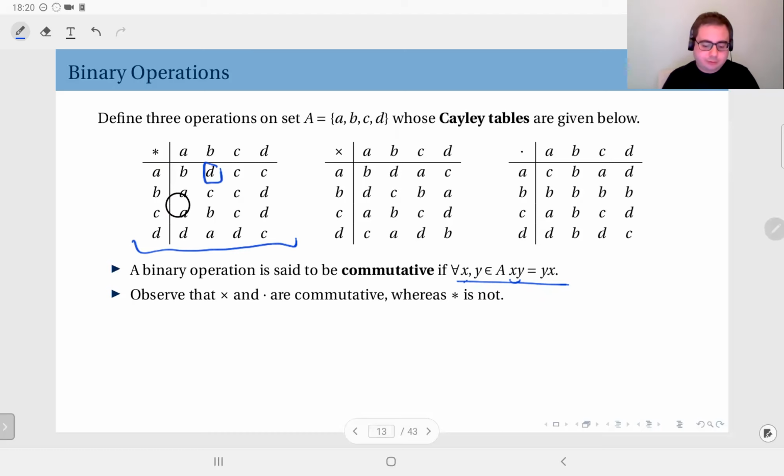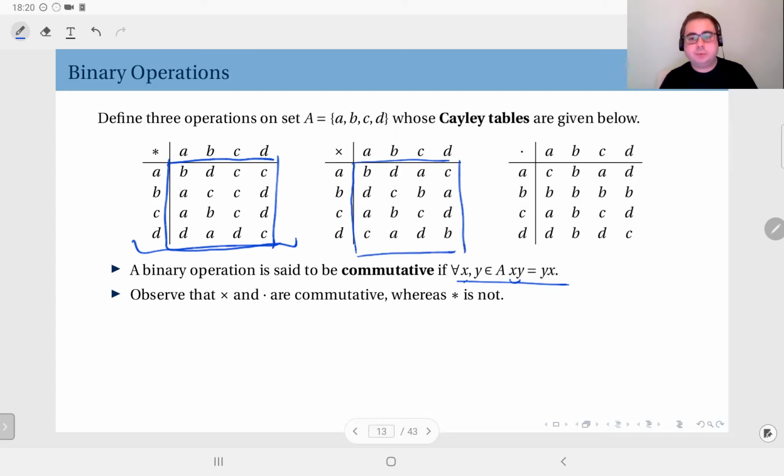You can also see this from this table. If you view this as a matrix, it's not symmetric. Okay, for an operation to be commutative, of course, its Cayley table should be symmetric, like this one. When you look at this, this table is symmetric, therefore, this operation is commutative. I believe so is this one. Okay, so these two are commutative, but the star operation is not commutative.